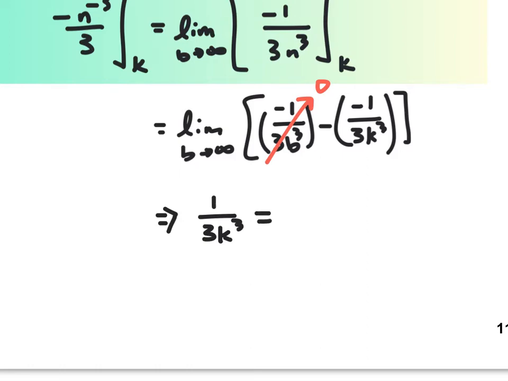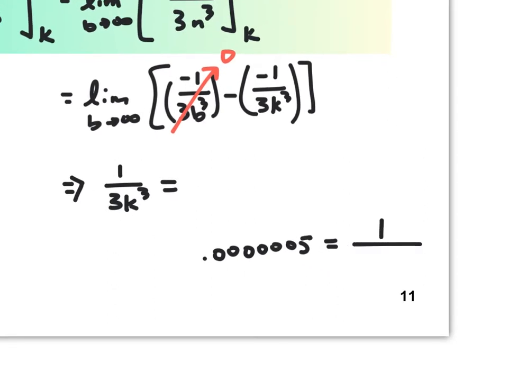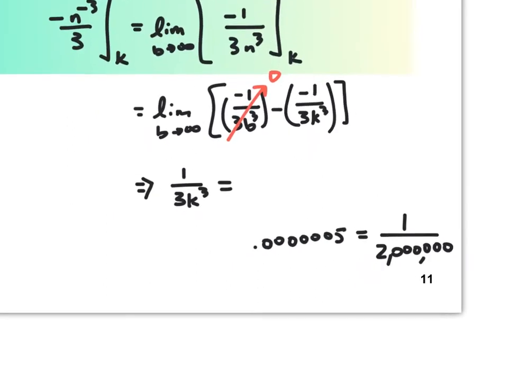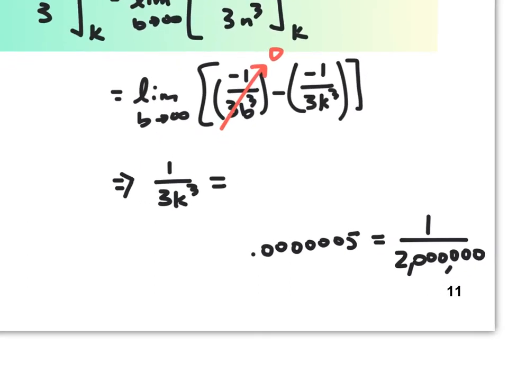We want that to be equal to 0.0000005. So what does that mean? What is 0.0000005? That is the same as 1 over 2 times 10 to the 6th, 1 over 2 million. So that means I want these two to be equal. And I've got a little bit of work to do.